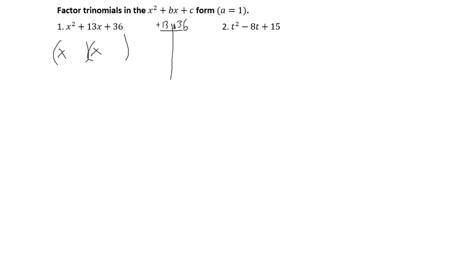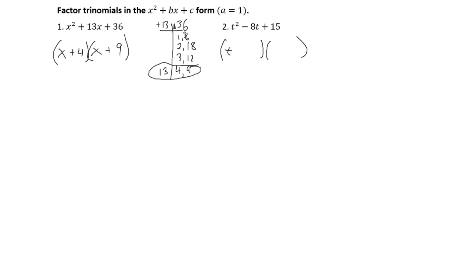We need to multiply to get 36, so we can look at our factors of 36, which are 1 and 36, 2 and 18, 3 and 12, 4 and 9. I'm going to stop right there because I know 4 plus 9 is 13. So x plus 4, x plus 9. And again, I know both of these will be positive because the back sign's positive and the middle sign's positive.